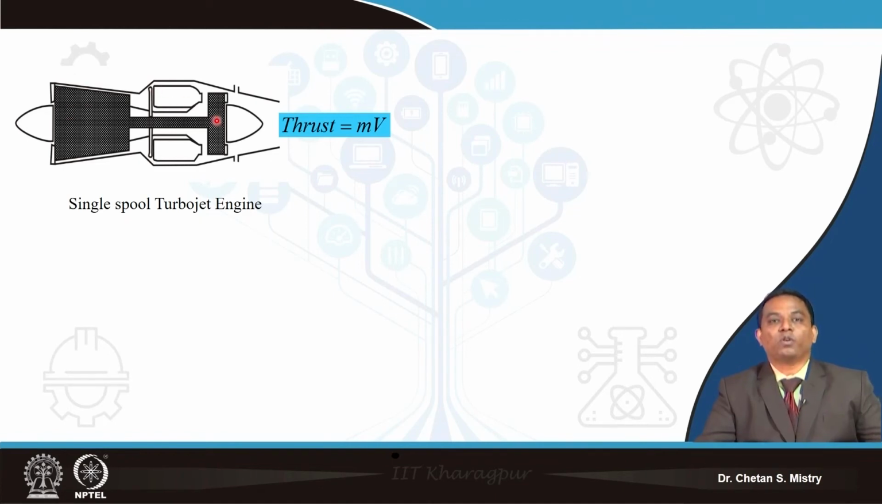This engine is generating my thrust. According to Newton's law, thrust generation is represented by m dot, which is the mass flow rate, and v, which is my exhaust velocity from the nozzle. Earlier days, people were happy with this single spool configuration. Later on, with the requirement of higher thrust, they looked for a higher pressure ratio for the compressor. We have seen that part.